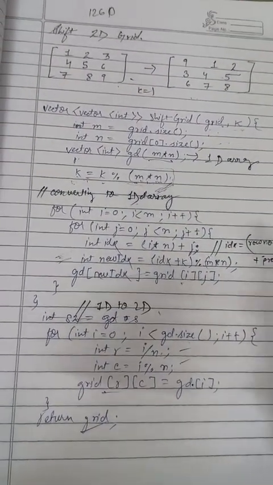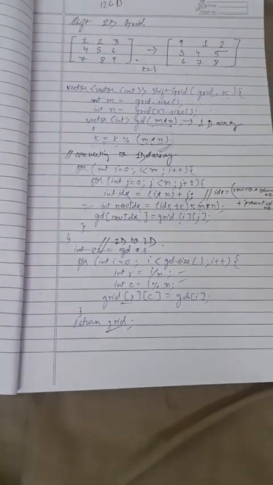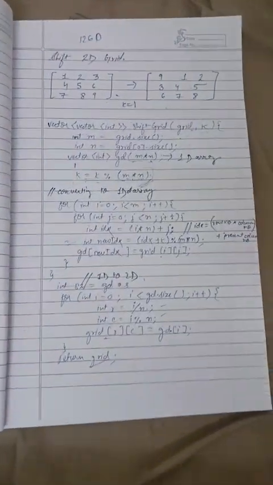That was an easy problem. It was just a problem of flattening a 2D array into a 1D array.